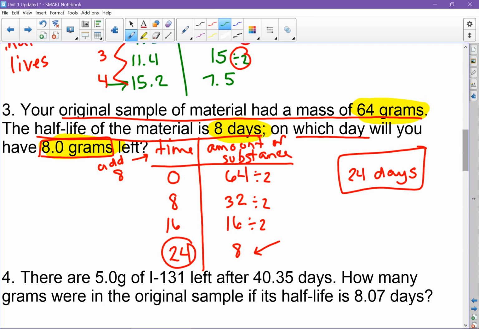If I want to count the half-lives, from here to here that took 1 half-life, here to here took 2, here to here. This happened in a total of 3 half-lives. We divided by 2 3 times.